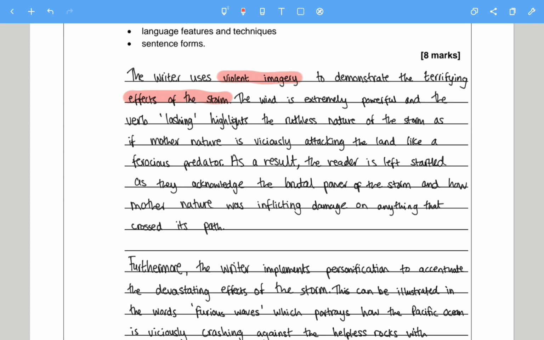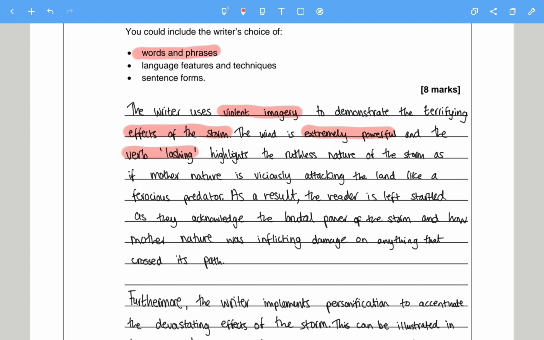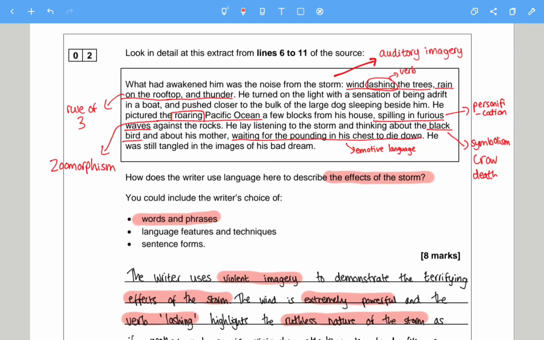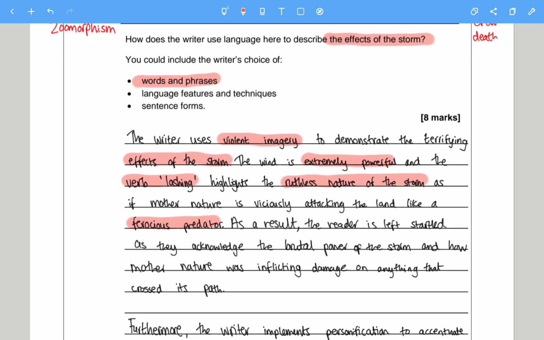So the writer uses violent imagery. So violent imagery is, it's almost as if you can picture the violence of the storm to demonstrate the terrifying effects of the storm. The wind is extremely powerful, and the verb lashing. So look at language, how I've used language. This is an example of words and phrases. I've identified correctly the word class. Lashing is an example of a verb. And the verb lashing highlights the ruthless nature of the storm, as if Mother Nature is viciously attacking the land like a ferocious predator. So if you remember from our annotations, this is exactly what we have been discussing, and I've put this within that paragraph.